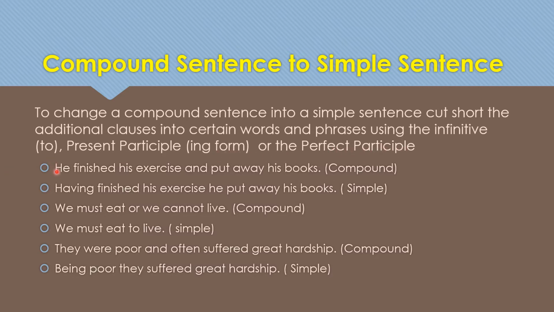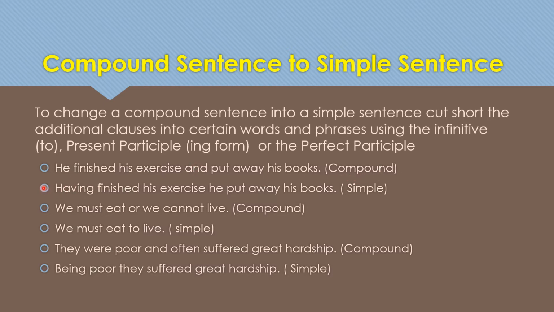The first sentence: he finished his exercise and put away his books. This is a compound sentence. You see, joined by the coordinating conjunction and. Two main clauses. He finished his exercise. Put away his books is also a main clause, where he has to be understood. So two main clauses joined by and make it a compound sentence.